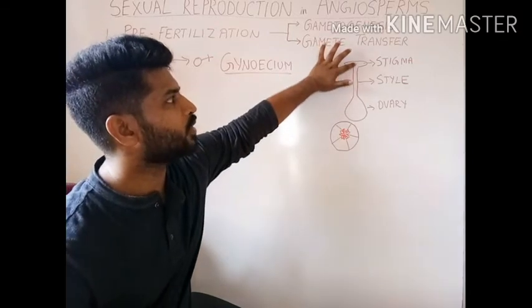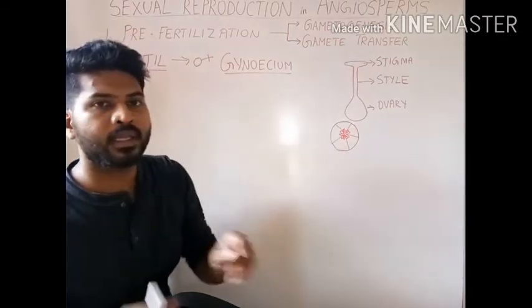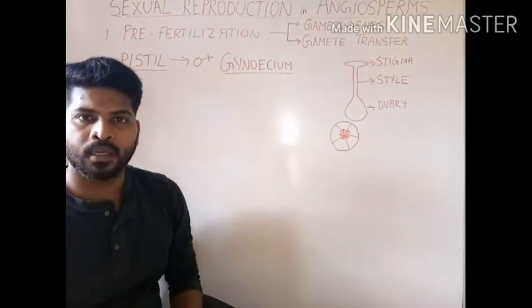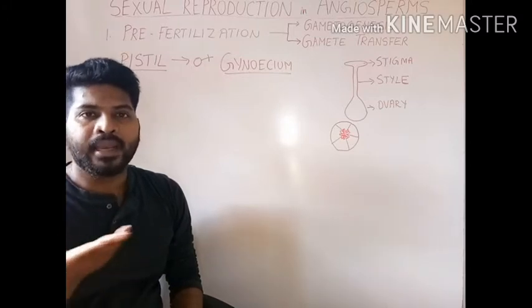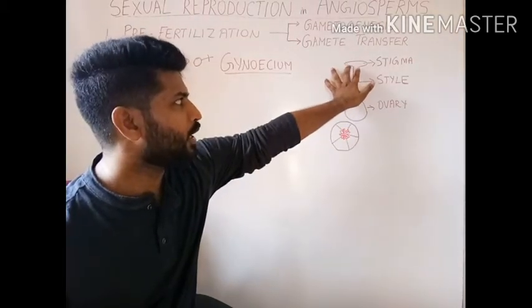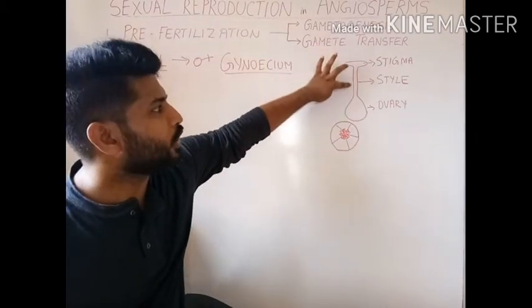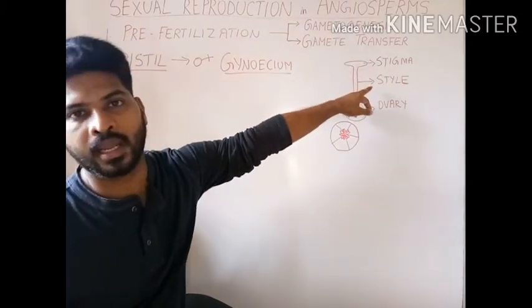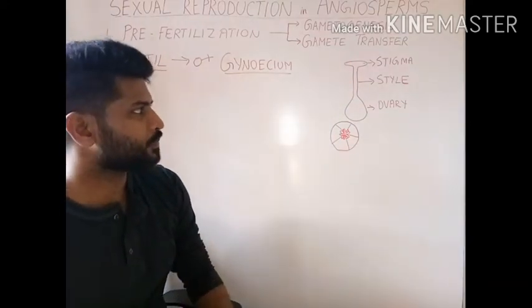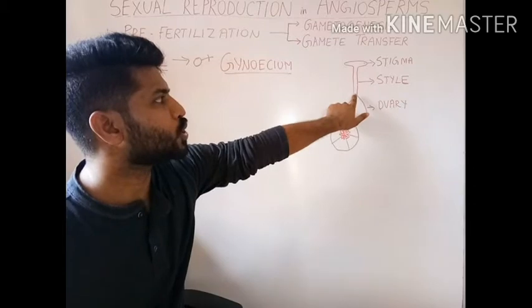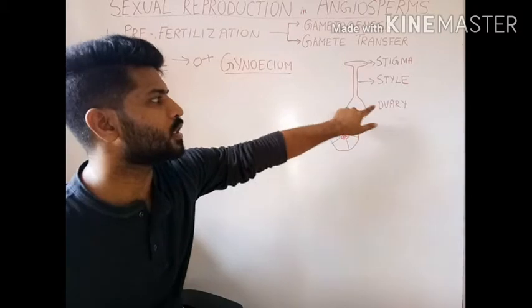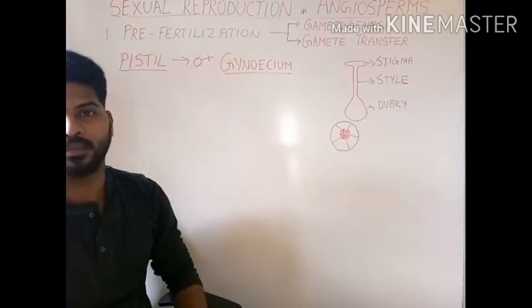The uppermost part of the pistil is represented by a broad portion called the stigma. The stigma acts as a landing platform for the pollen grain. The stigma then narrows down into a slender, long tube called the style, which is helpful in transport of the male gametes. The basal portion of the pistil is bulged into a swollen portion called the ovary.